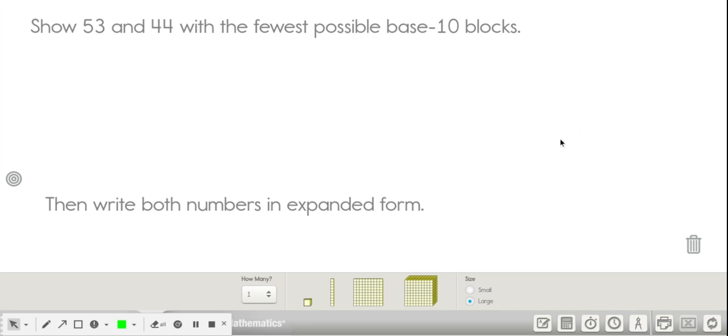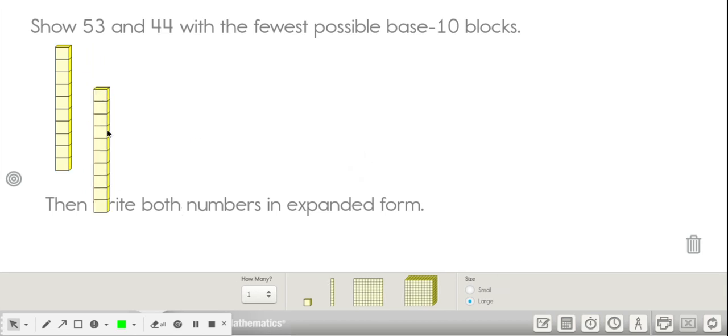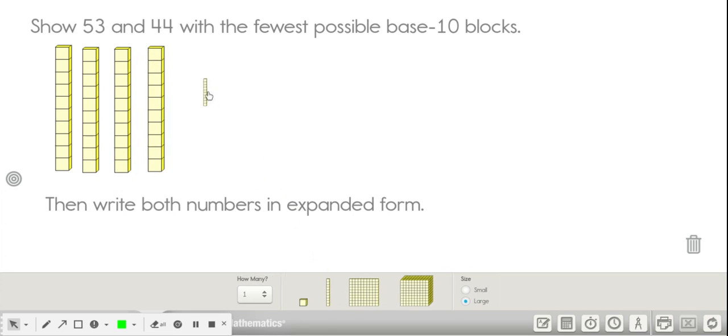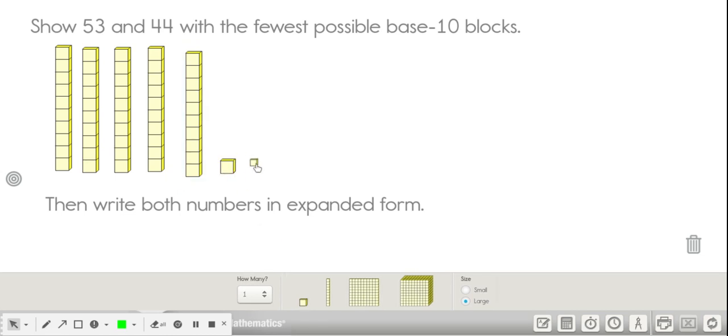All right, so let's go ahead and start. We have 53, which is going to be 1. There's some very large base 10 blocks. 2, 3 or 30, 40, and 50. Then we're going to go ahead and bring over our cubes, 1, 2, and 3.